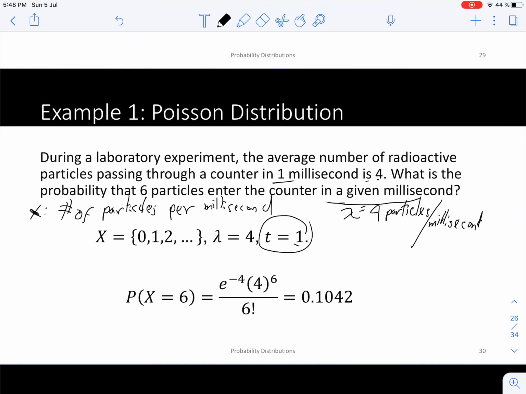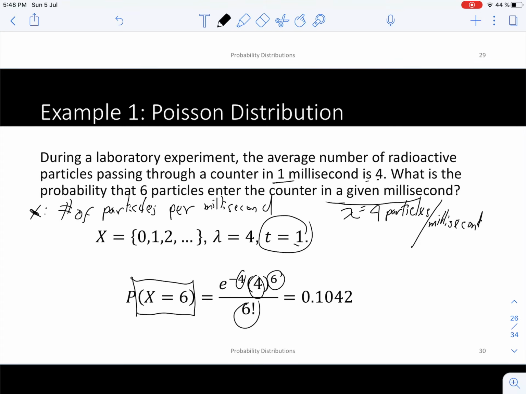So having said that, we want to find the probability of getting exactly 6 particles in 1 millisecond. Then we just plug in the values, lambda and the x value, right? t is equal to 1. Therefore, the probability of getting exactly 6 particles through the counter in 1 millisecond is 0.1042.